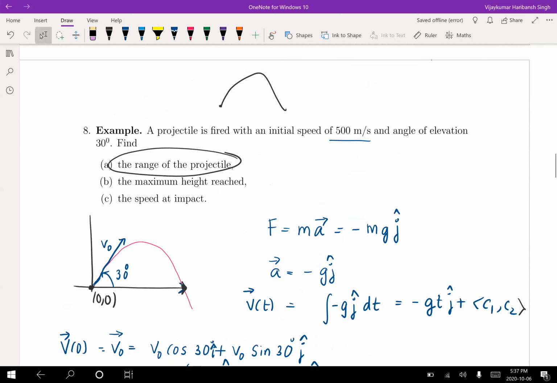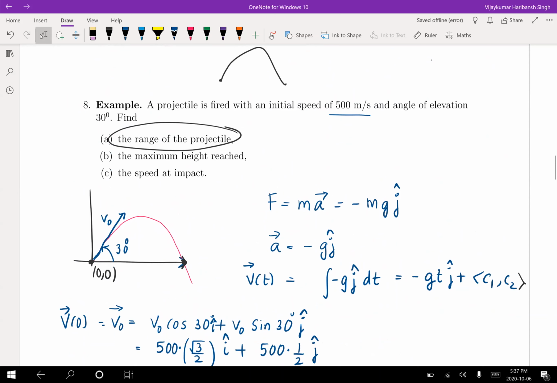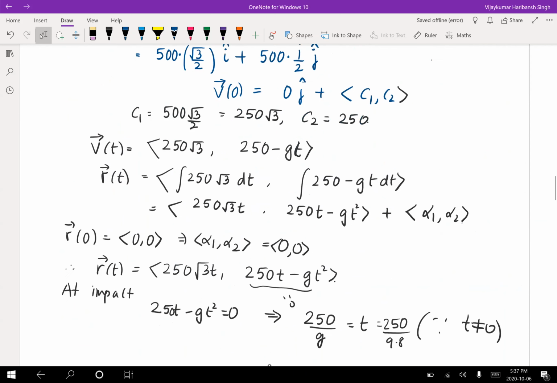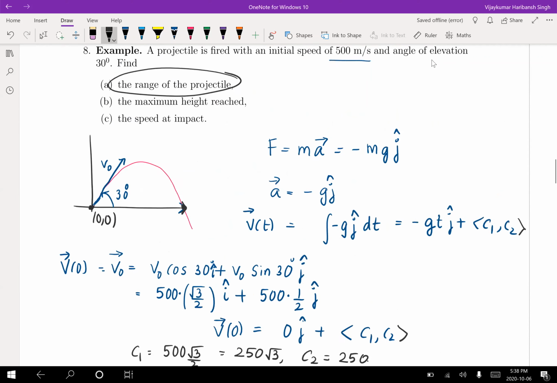Now, what is the maximum height reached? We'll come to that in a minute. What is the speed of impact? What is the velocity at t equals this? We'll have to find the velocity at impact, v of 250 divided by 9.8. So that's the velocity of impact.